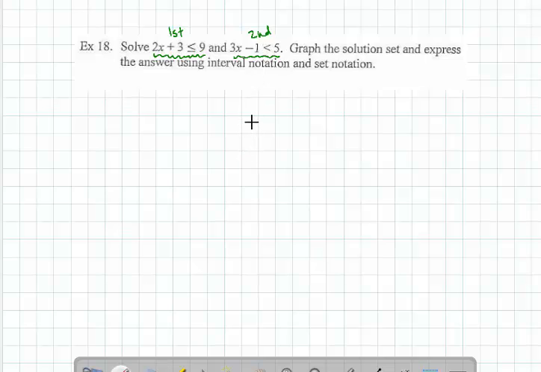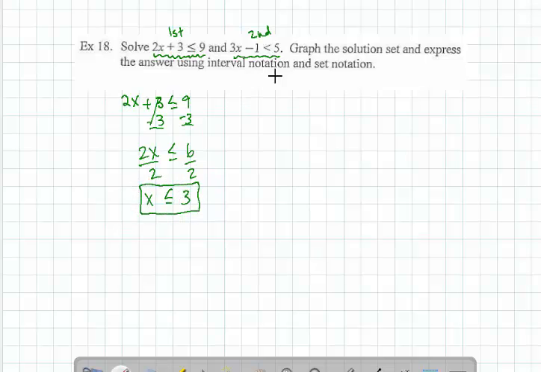We need to whittle these down, each one separately. So I write 2x plus 3 less than or equal to 9, and I want to get the x by itself. So I subtract 3 from both sides. I divide by 2. And we get x is less than or equal to 3. So now we know exactly which numbers are represented by this particular inequality. It's not clear when you have a lot of numbers grouped around the x. So get the x by itself.